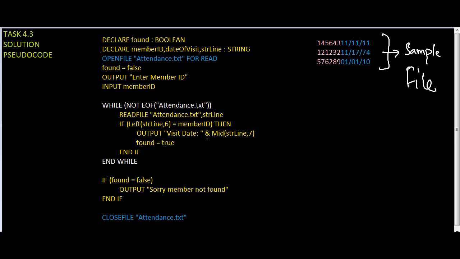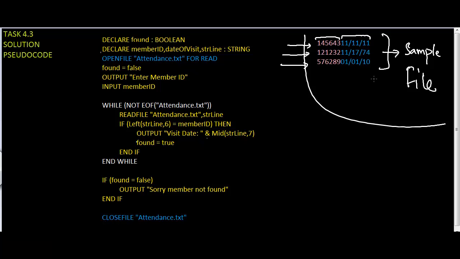What you must note here is that on the right hand side, this is our sample file, with data inside it, and we can see that we have 3 lines of data here. Each line has the member ID, which is shown in pink, which is the first 6 characters, and then the date of visit, which is the last 8 characters in the line. That was how we saved our file in task 4.1 and 4.2.